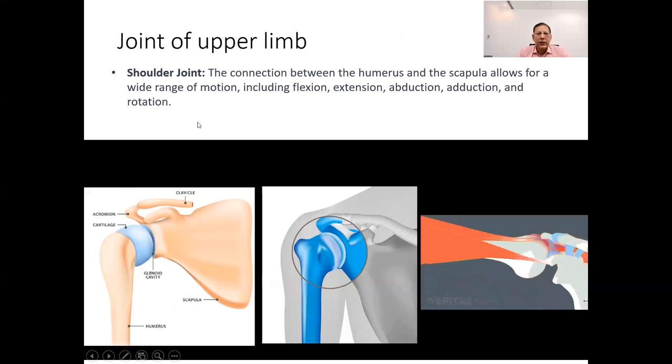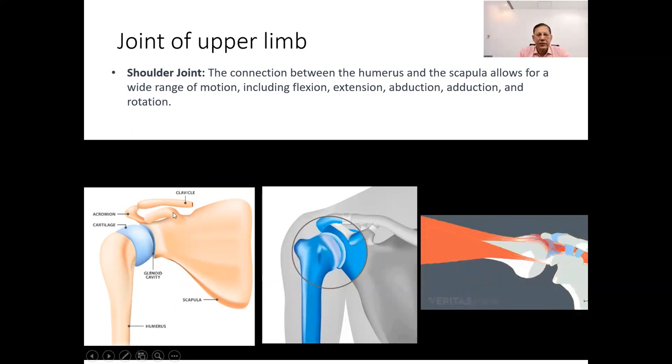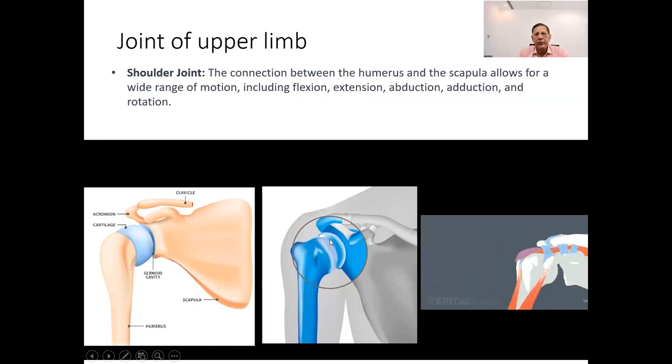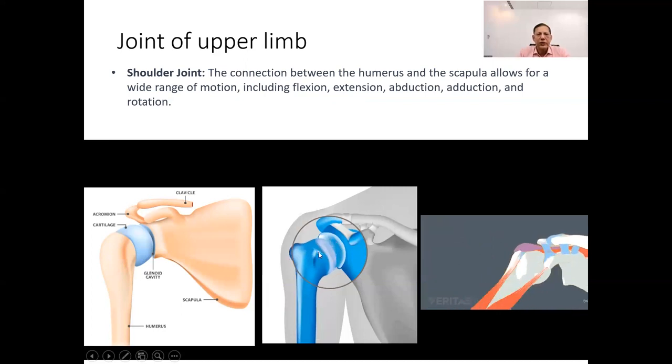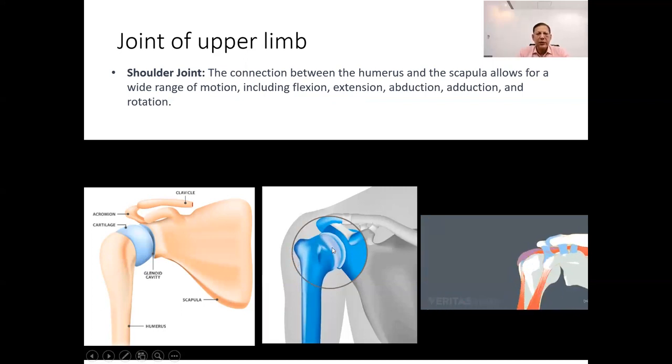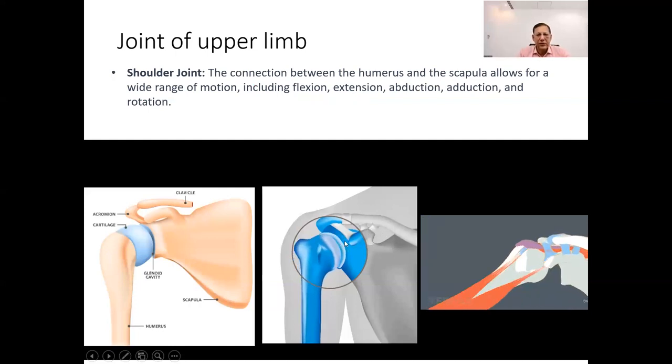The shoulder joint, also known as the glenohumeral joint, is a highly mobile and complex synovial joint that connects the upper limb to the axial skeleton through the scapula and the clavicle bone. It is formed by the articulation between the head of the humerus, the upper arm bone, and the glenoid cavity. This glenoid cavity is of the scapula, also called the shoulder blade.